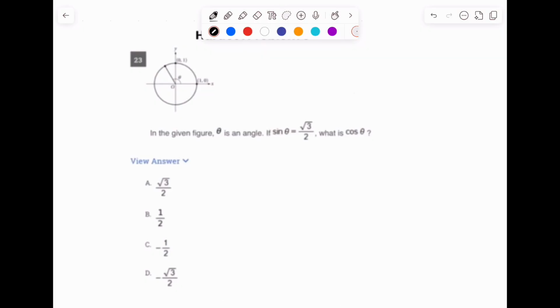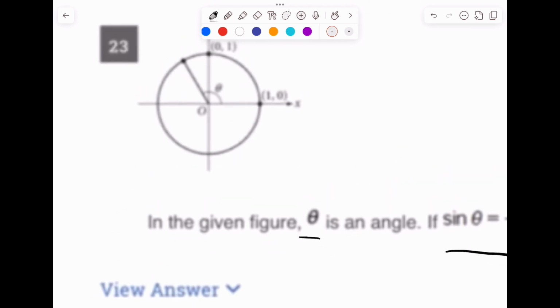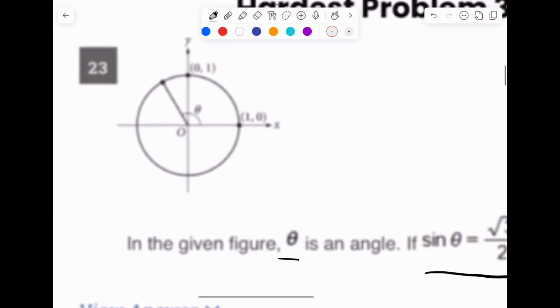Okay, first I recall. In the figure given, theta is an angle. If sine theta is equal to root 3 over 2, which if you recall, sine theta is opposite over hypotenuse, what is cosine theta? Well, first off, we have this weird looking circle, which is a unit circle, with a line drawn to the origin and an angle theta.